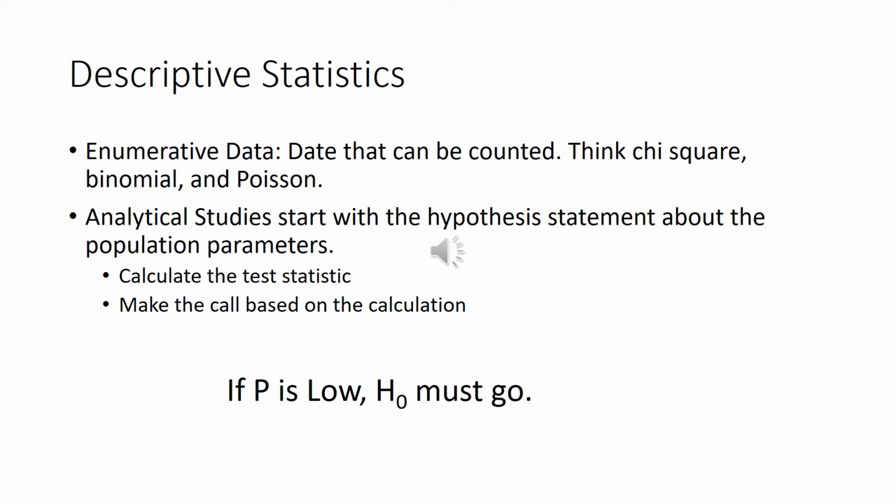But that's the relationship between Excel and this hypothesis testing. Excel will calculate the p-value, and then based on that, we're going to make the call on the calculation. And if the p is low, the null hypothesis goes. It's not random variation. There's something going on.